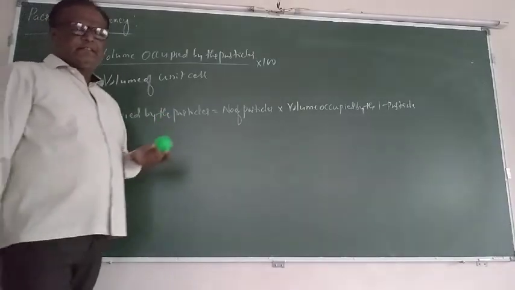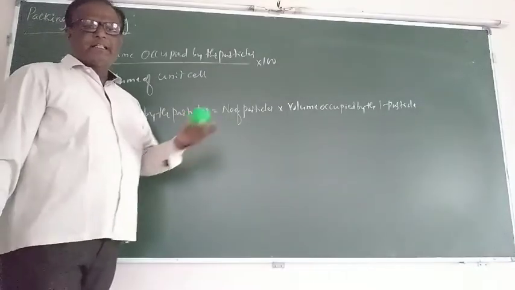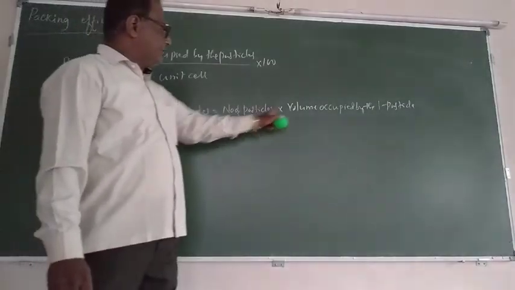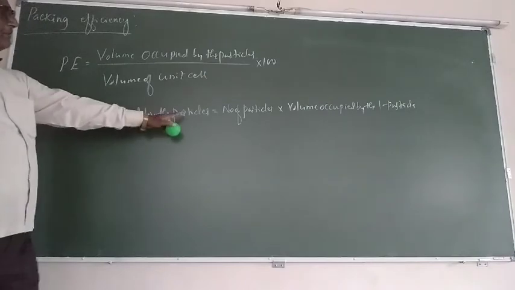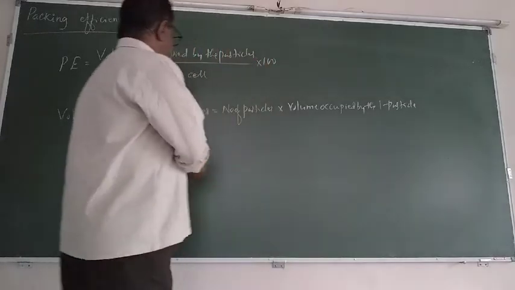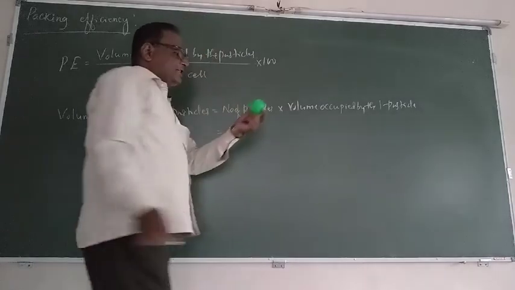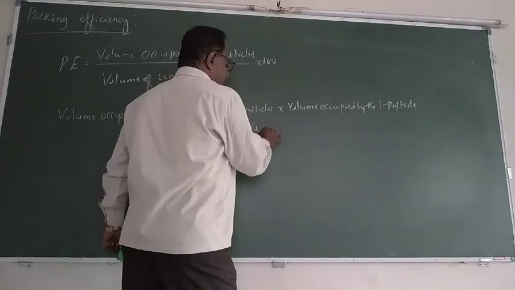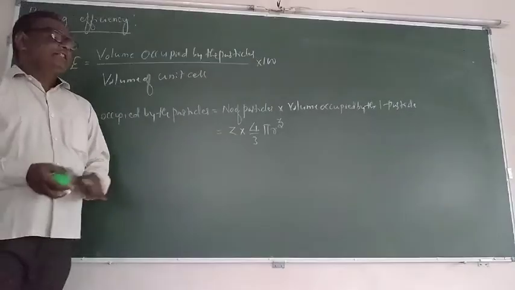If a unit cell has 4 particles, as in the FCC unit cell, there is 4 into the volume occupied by one particle. Therefore, the total volume occupied by the particles is equal to the number of particles into the volume occupied by one particle. This is equal to Z into the volume of the sphere, since the particle is a sphere, which is 4/3 πr³.